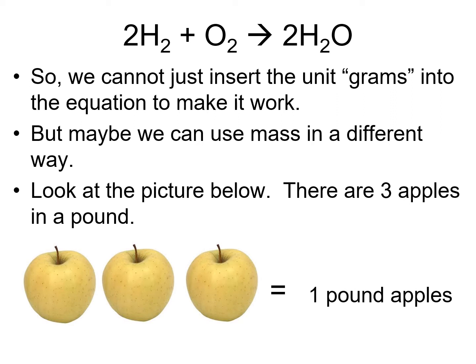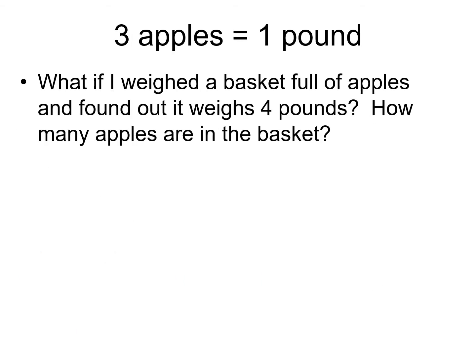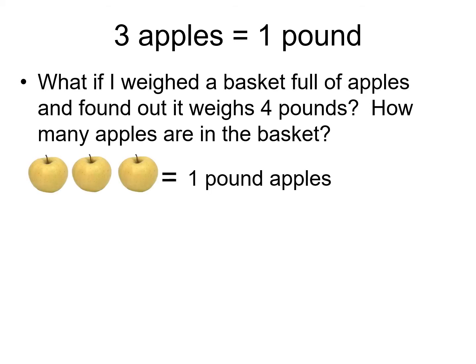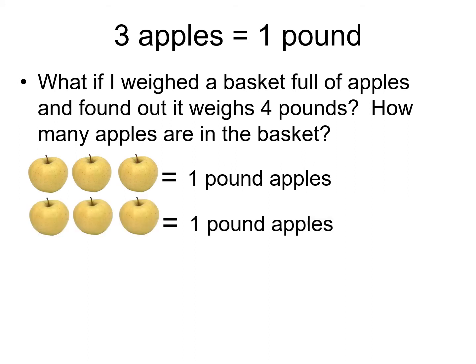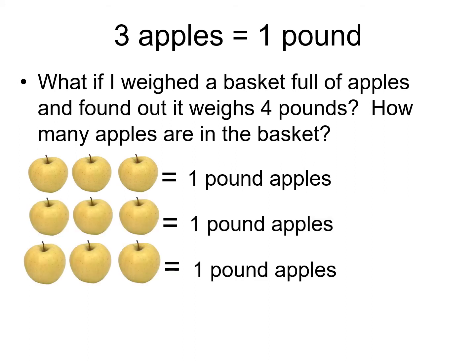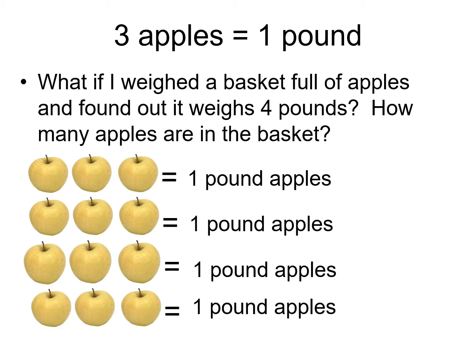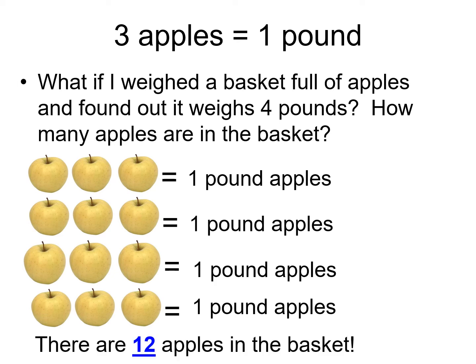How about this? What if I knew that 3 apples weighs 1 pound? What if I had a small basket of apples and I found out that it weighs 4 pounds? How many apples are in the basket? Well, if I know that 3 apples equals 1 pound, then if I had 6 apples, that would be 2 pounds. If I had 9 apples, that would be 3 pounds. And if I had 12 apples, that would be 4 pounds. So there are 12 apples in the small basket.